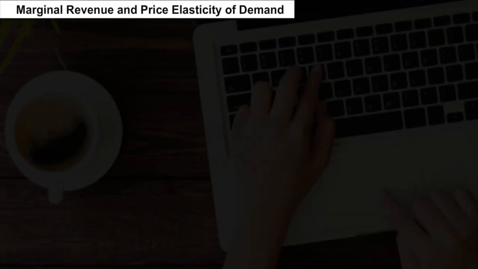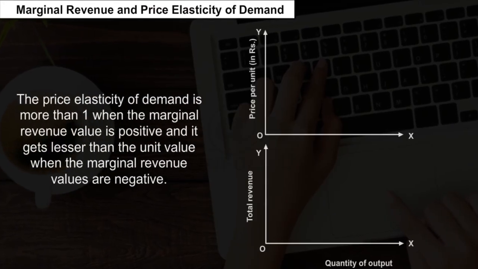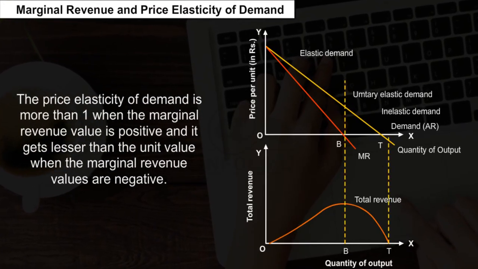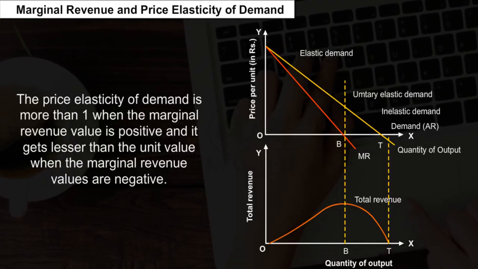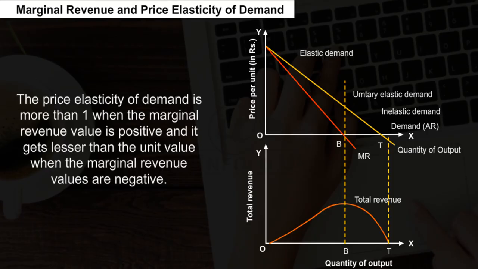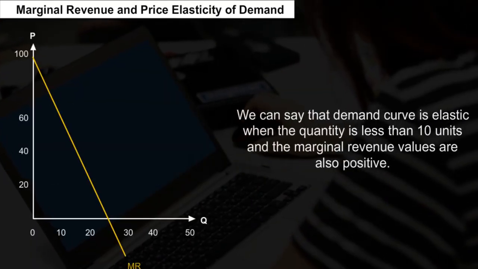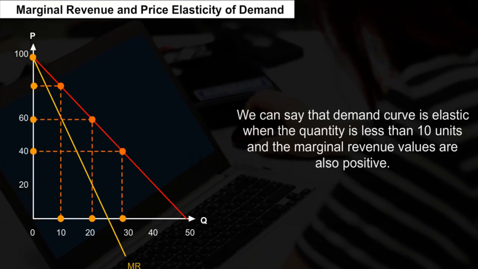Marginal revenue and price elasticity of demand. The price elasticity of demand is more than 1 when the marginal revenue value is positive, and it gets lesser than the unit value when the marginal revenue values are negative. We can say that the demand curve is elastic when the quantity is less than 10 units and the marginal revenue values are also positive.